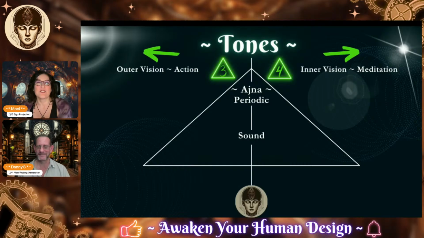Then we'll move on to tones 3 and 4. What's interesting here is that 3 and 4 are straddling these left and right arrows. Tone 3 is a left arrow, and this relates, on the design side, to outer vision, and on the personality side, to action. Tone 4 is a right arrow, which on the design side relates to inner vision, like closing your eyes, and on the personality side to meditation. And they're ajna and periodic.